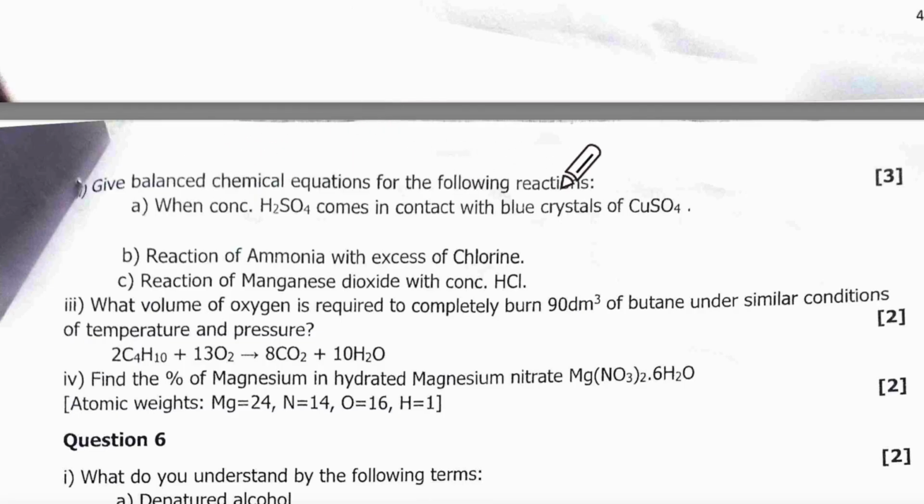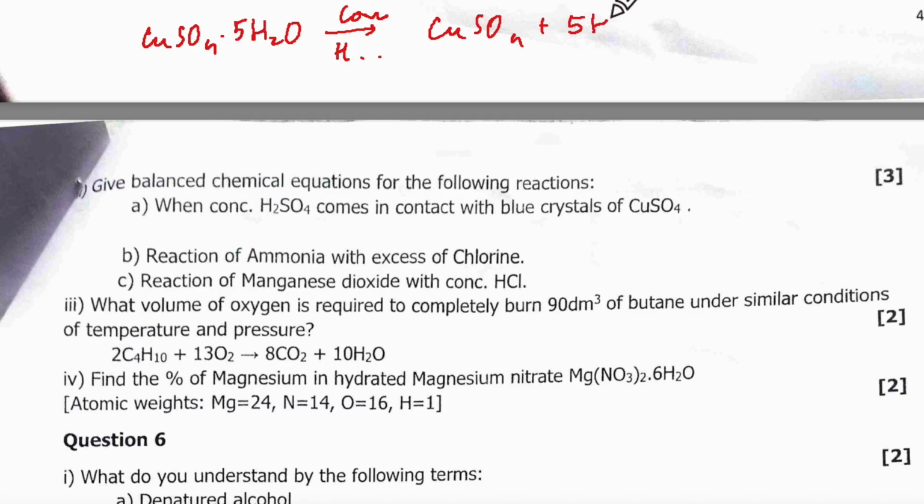Balanced equation for the reactions. Conc H2SO4 comes in contact with blue crystals. I think you'll be able to say this even mentally. CuSO4.5H2O with conc H2SO4 gives you CuSO4 plus 5H2O. This is a very simple thing. And if they ask you for the observation, blue hydrated crystals will give you anhydrous amorphous white powder. Okay, so this was your A reaction.